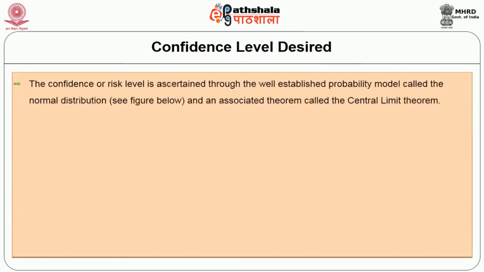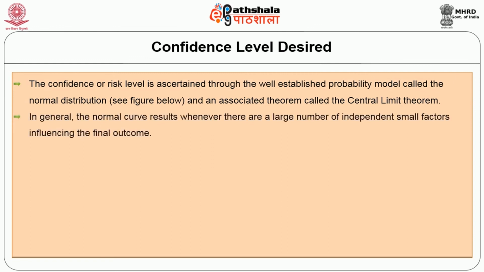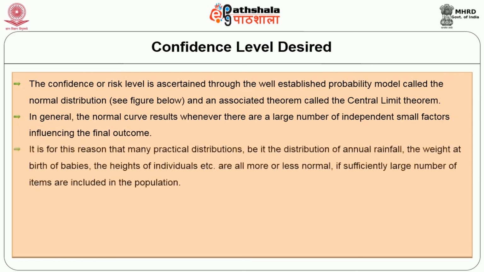Confidence level desired. The confidence or risk level is ascertained through the well-established probability model called the normal distribution and an associated theorem called the central limit theorem. In general, the normal curve results whenever there are a large number of independent small factors influencing the final outcome. It is for this reason that many practical distributions, be it the distribution of annual rainfall, the weight of birth of babies, the height of individuals, and so on, are more or less normal if a sufficiently large number of items are included in the population.